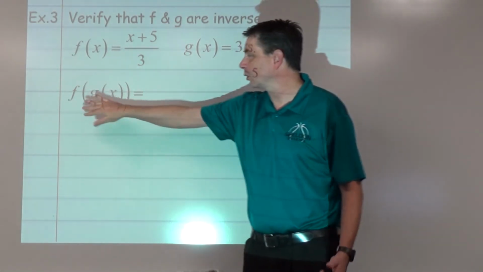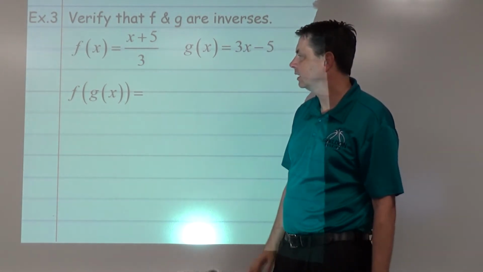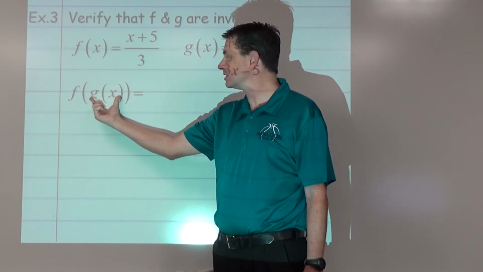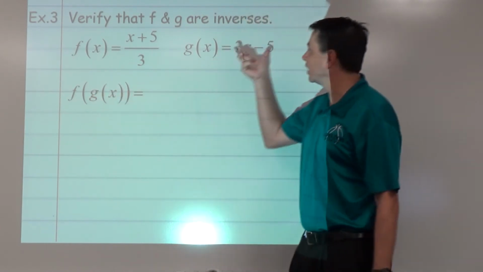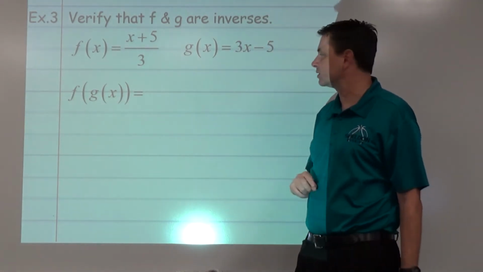It doesn't matter if you start with this one or the reverse. We're going to have to do them both anyways. So notice we've got f on the outside. We always start on the inside. g of x is right here, so we're going to replace g of x with 3x minus 5.